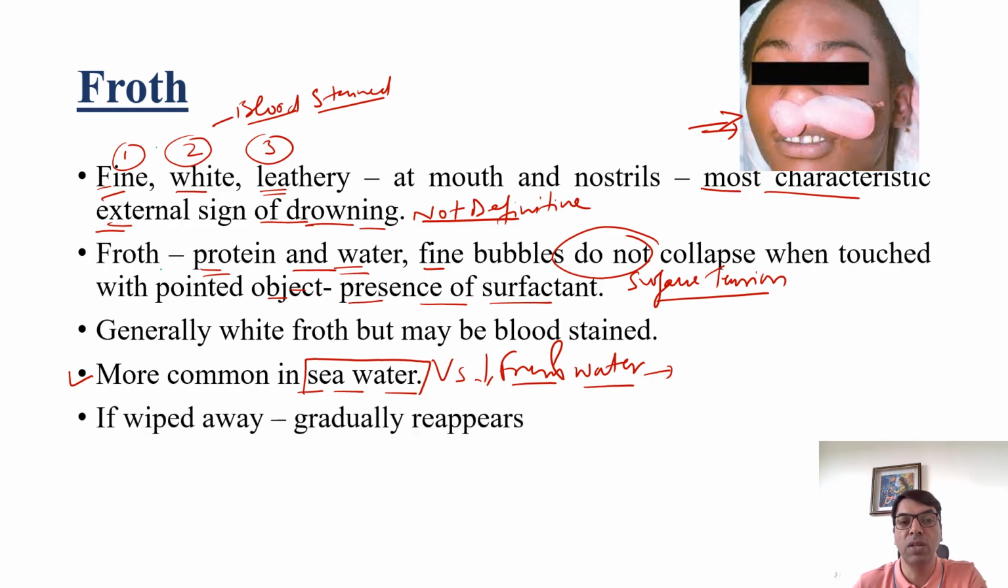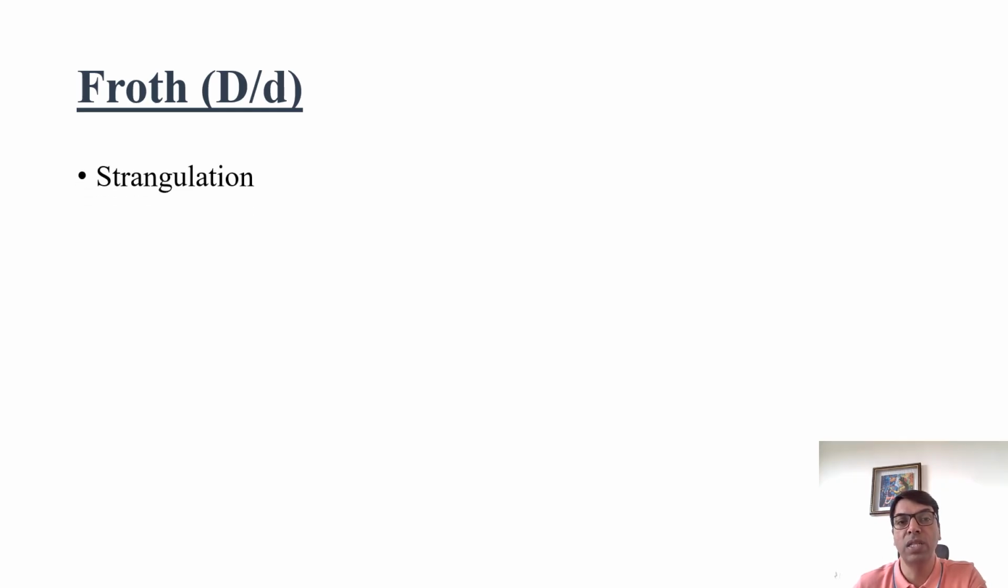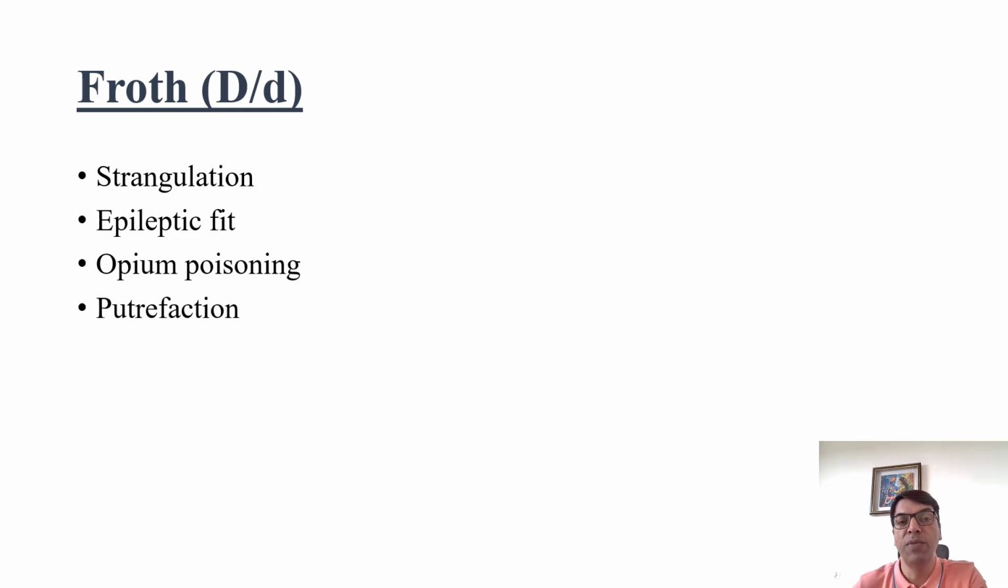Another character of froth in drowning is that if this froth is wiped away, it gradually reappears because of continuous formation of the froth in the respiratory tract. The froth in drowning should be differentiated from the froth in cases of strangulation, where it is generally blood stained, or epileptic fit. Here also it is blood stained, but it does not come again, as it does in drowning when we try to wipe it out. In epileptic fit or strangulation, it will not come again. In opium poisoning, it is also there, and in putrefaction.